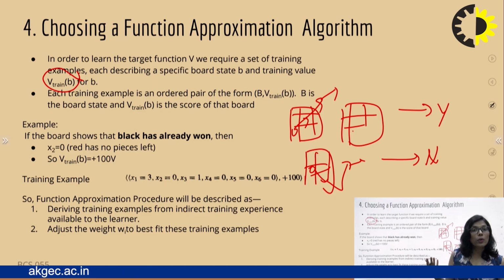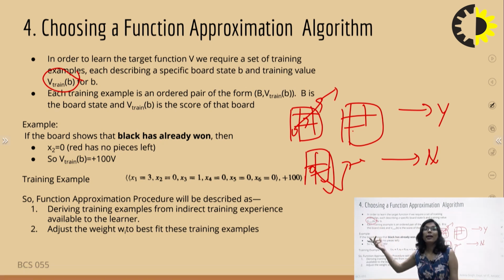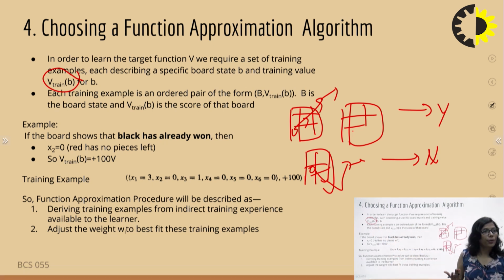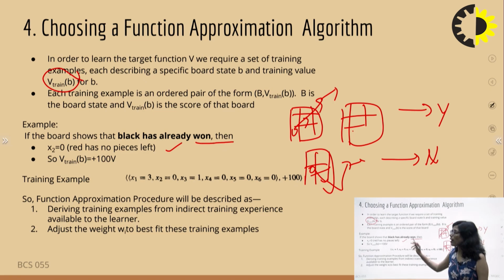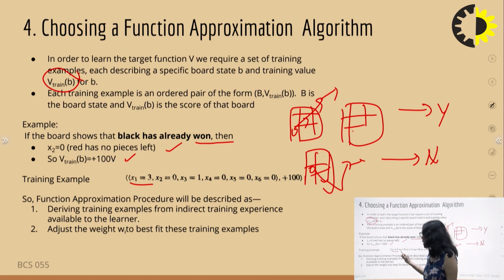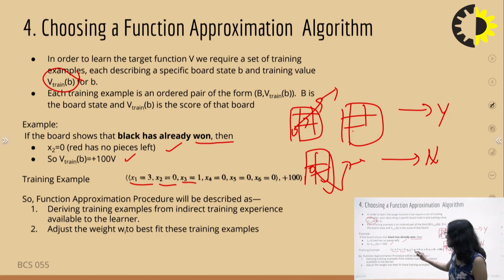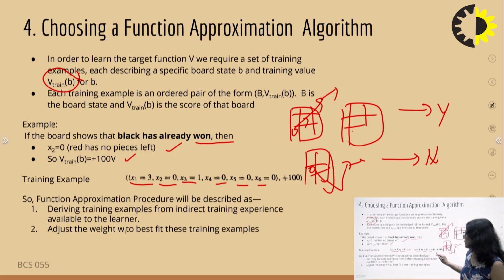Now I have to assign them a vtrain value so that my system is able to learn that. Okay, so how will it go? If black has already won and x2 is 0, and there are no red pieces left, so my vtrain will be 100. Okay, so x1 is 3, x2 is 0, x3 is 1, where x3 is the number of black kings, x4 is 0, x5 is 0, and x6 is 0, and I have given the value as plus 100.